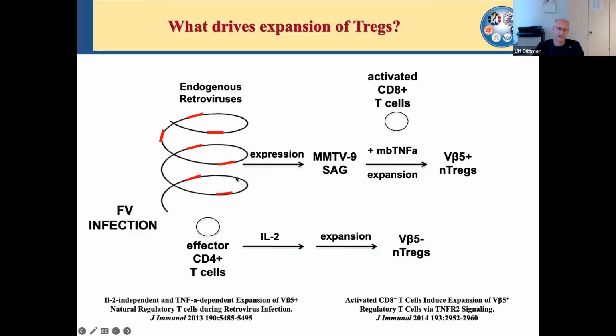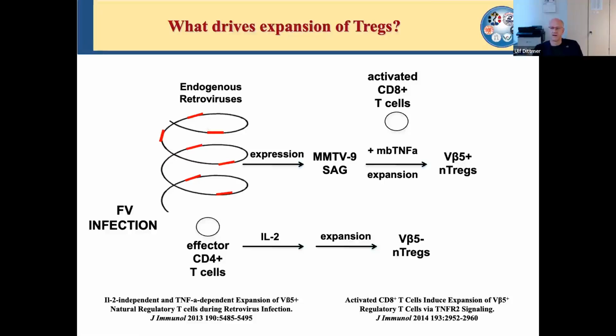And this was very interesting because what they were specific for was a self-antigen, which was a very special self-antigen. It was an endogenous retroviral antigen. You probably know that we are full of endogenous retroviruses. 6 to 8% of our whole genome is endogenous retroviruses. And we still don't know what a lot of these antigens do, but here's some example what they do, at least in the mouse. So all mouse strains express this endogenous retroviral antigen, which is called mouse mammary tumor virus 9 superantigen.